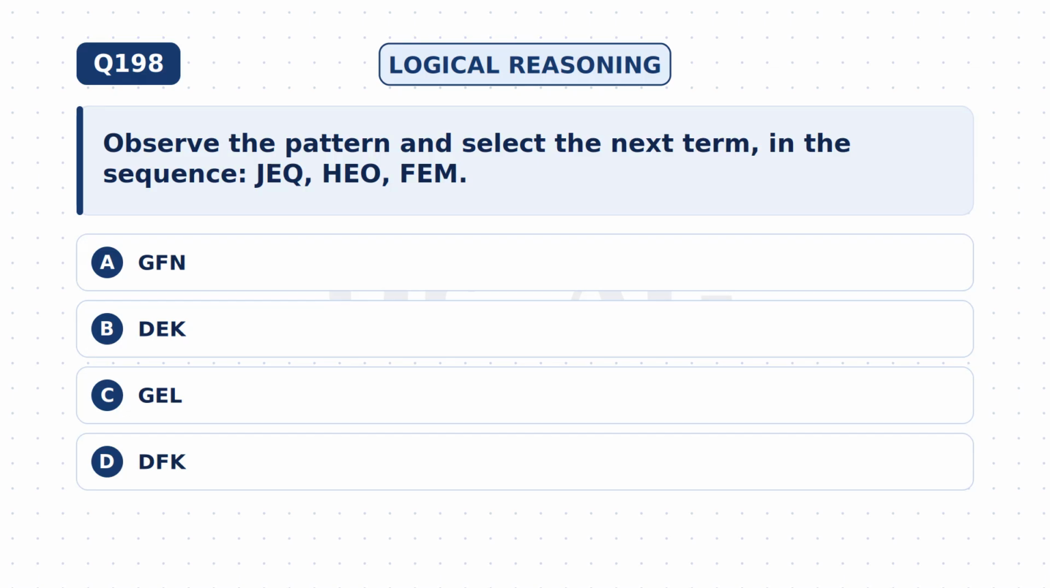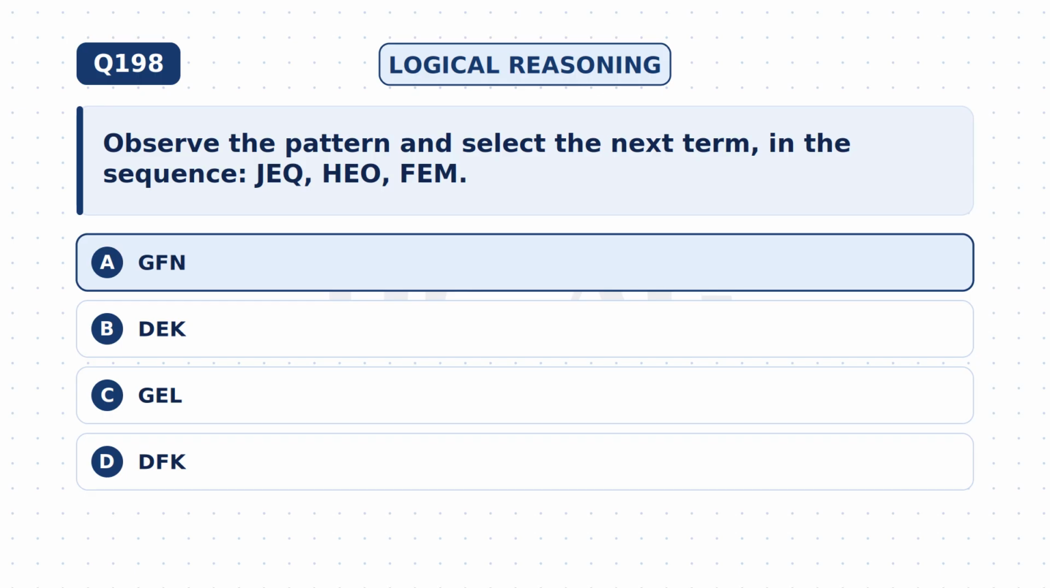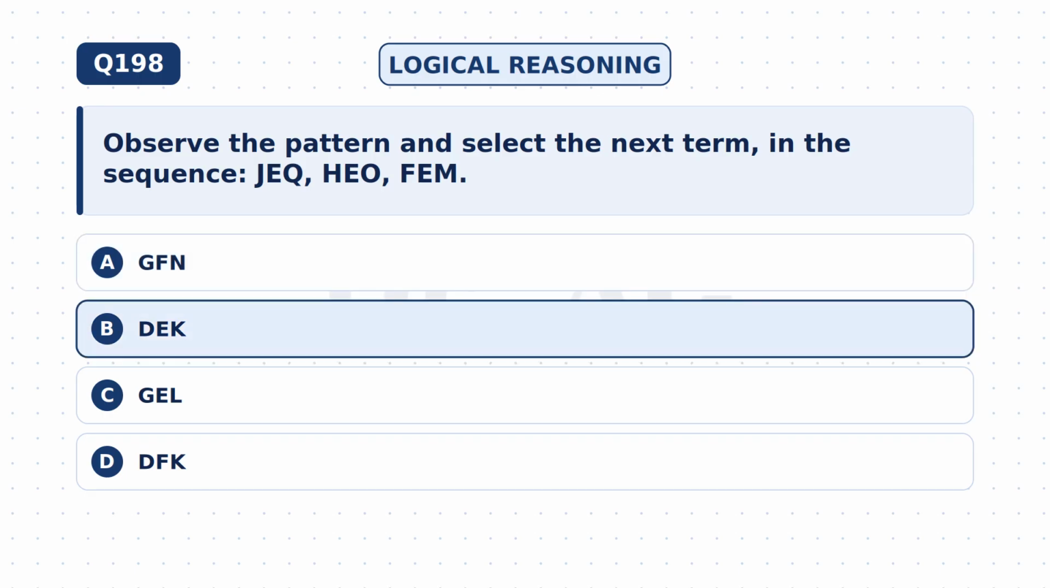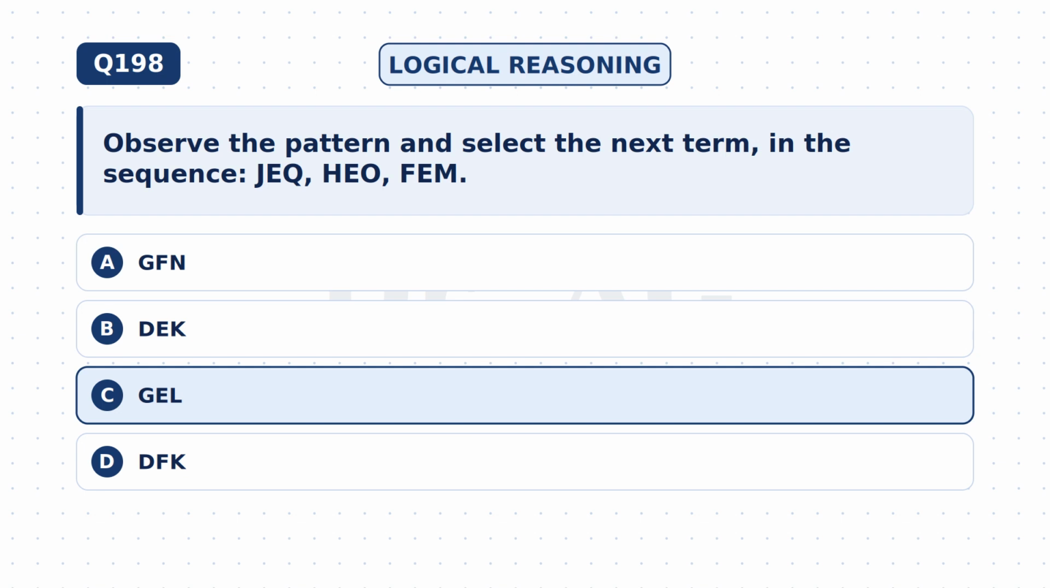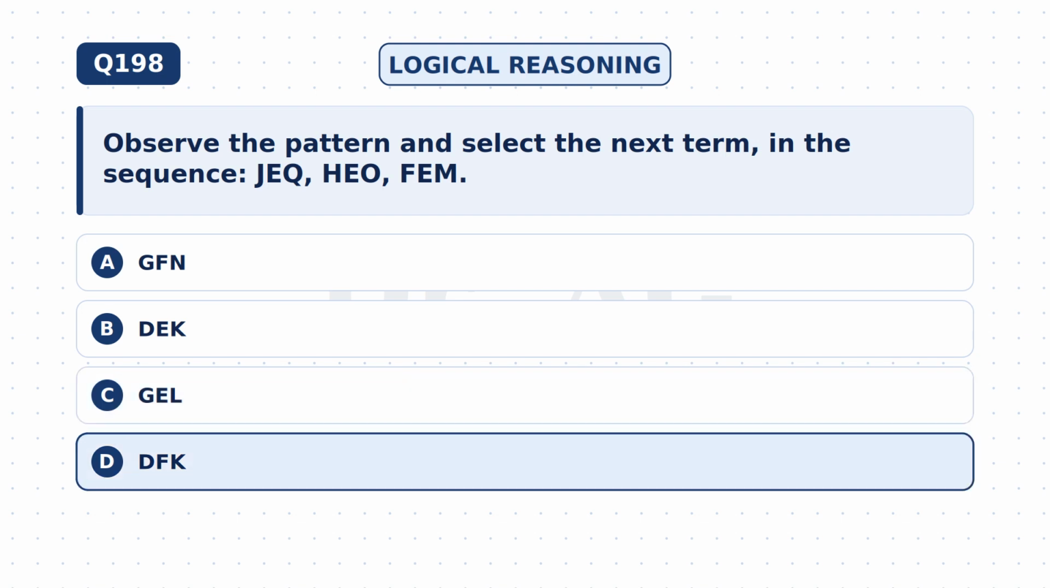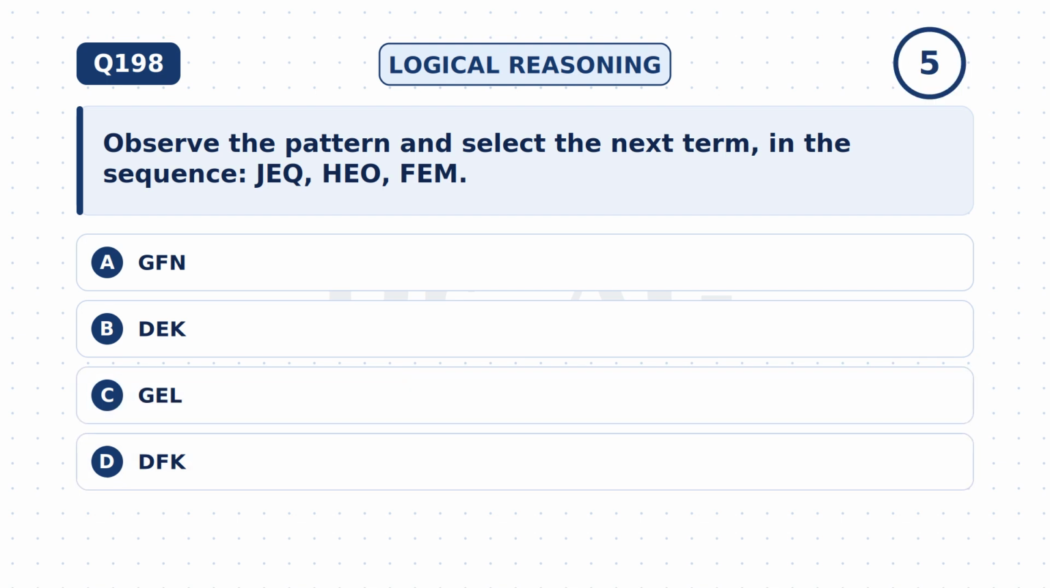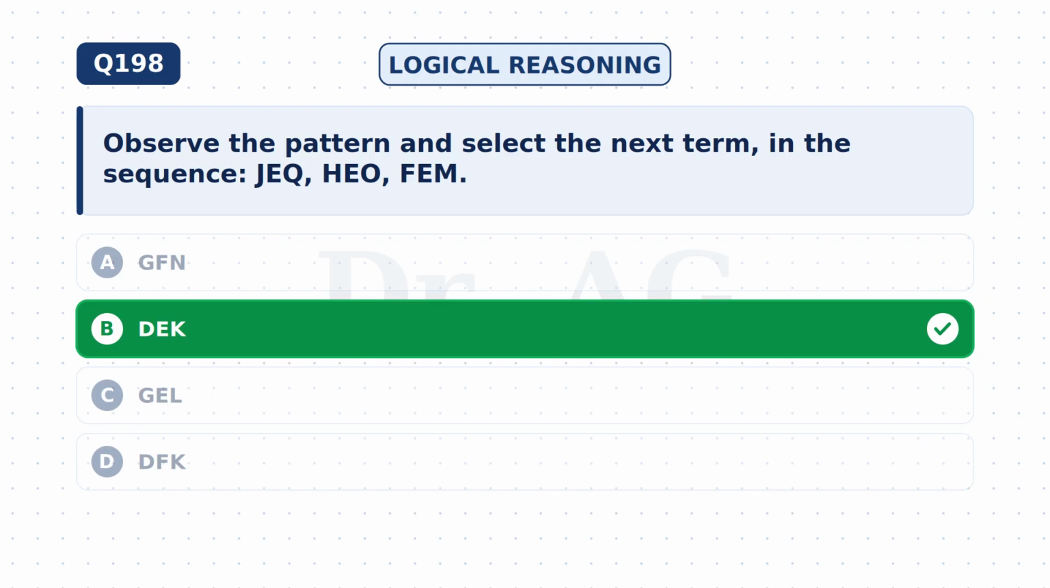Question 198. Observe the pattern and select the next turn in the sequence JQ, HEO, FAME. Option A, GFN. Option B, DK. Option C, GEL. Option D, DFK. The correct answer is B, DK.